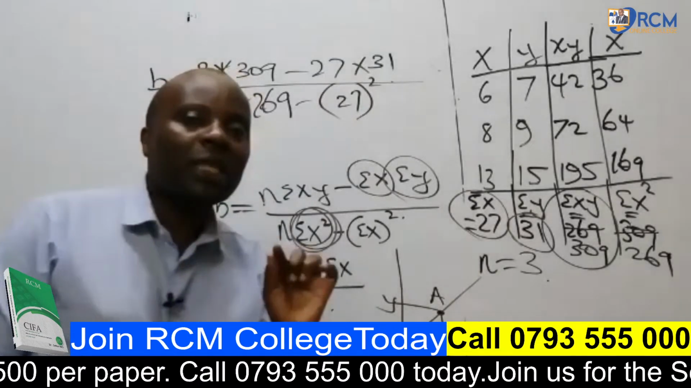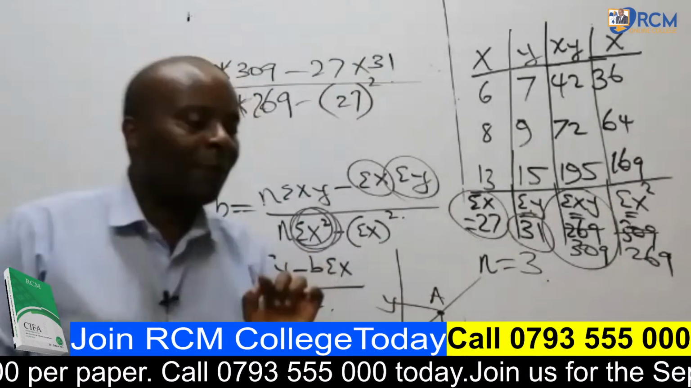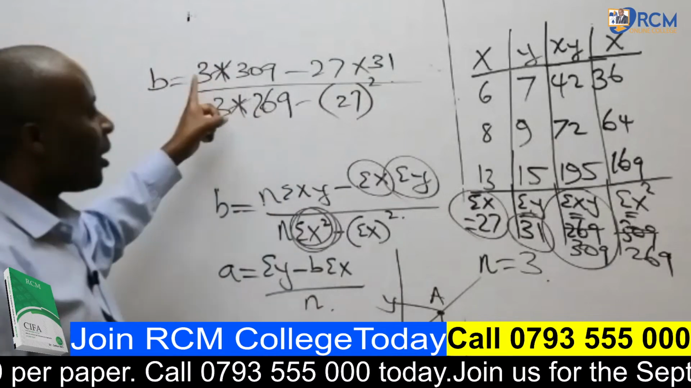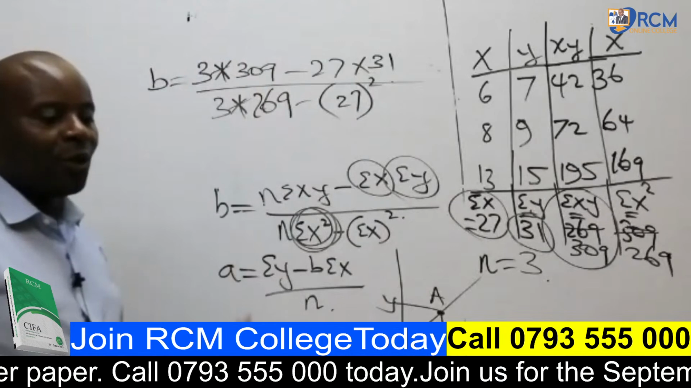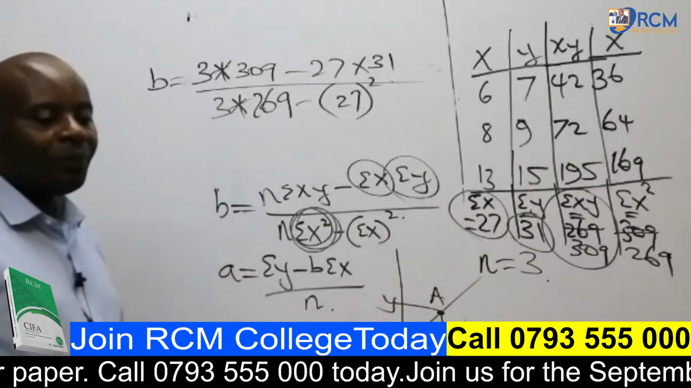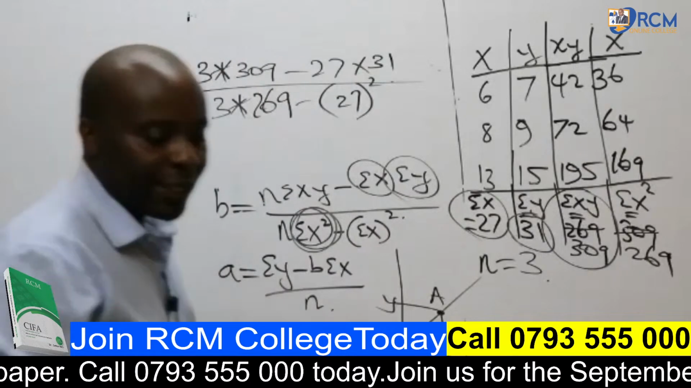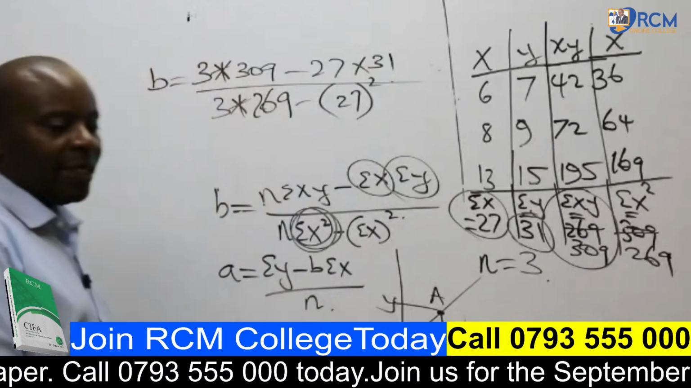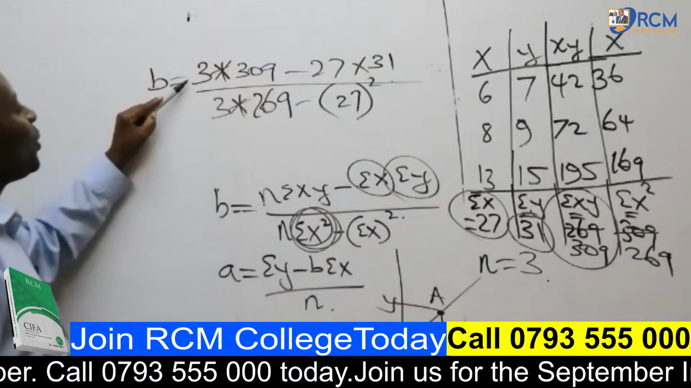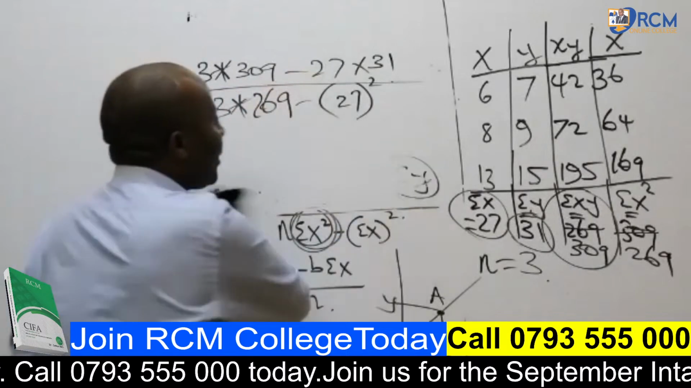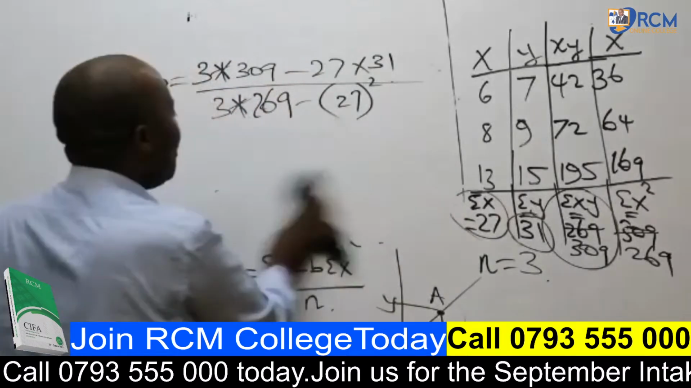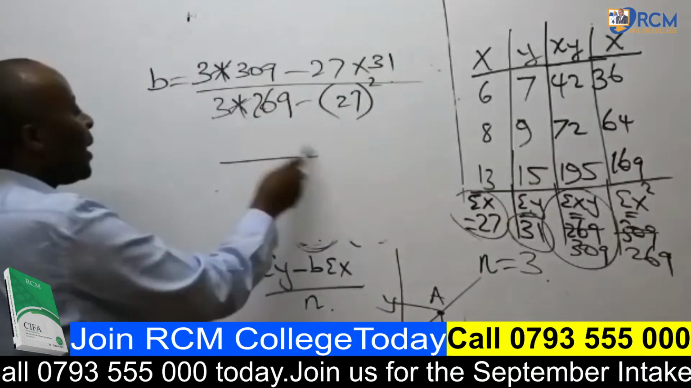Could you kindly give me the value of the numerator? Please, using your calculator, give me the value of the numerator. According to Fatma Mohammed, it is 90. James Areba also says that if you take 3 times 309 minus 27 times 31, the numerator is 90.